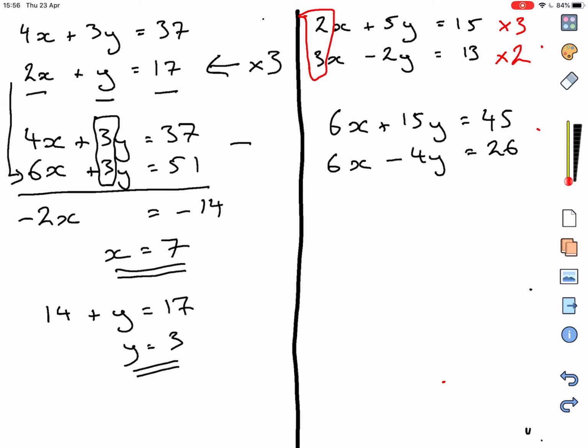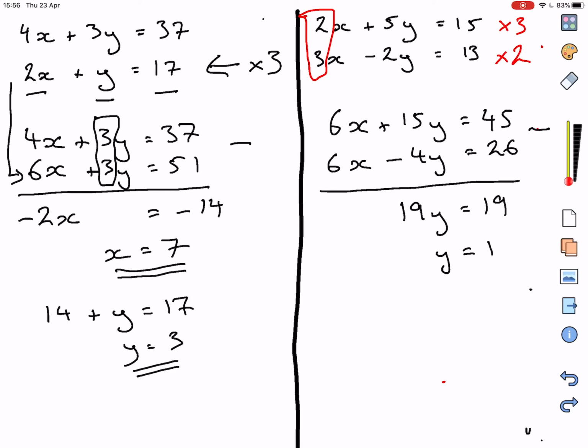Now I've got matching coefficients of x. I've got a 6 and a 6. So I can just go back to what we were doing in the lesson yesterday and subtract. So 6x take away 6x is nothing. 15y take away negative 4y is the same as 15y add 4y. So that is 19y. And 45 take away 26 is 19. So I can see that y is 1.